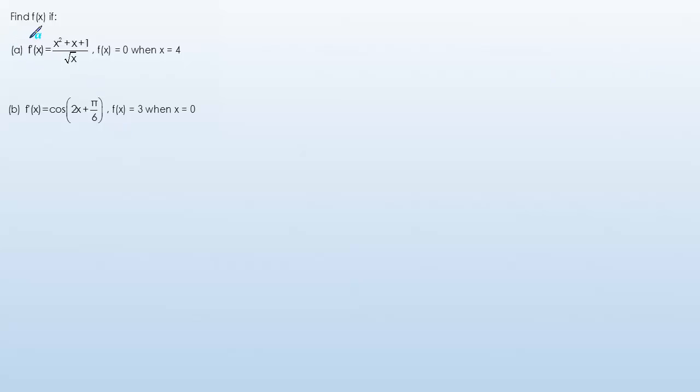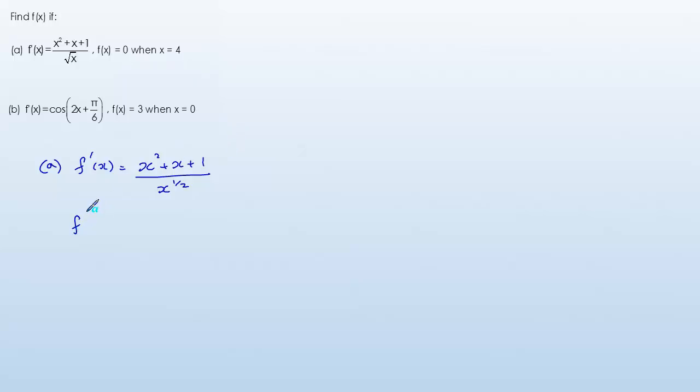We want to find f of x if the following situations occur. So let's look at A. So we've got that f dashed x is x squared plus x plus 1 over root x, which of course is x to the half. And then f of x is 0 when x is 4.